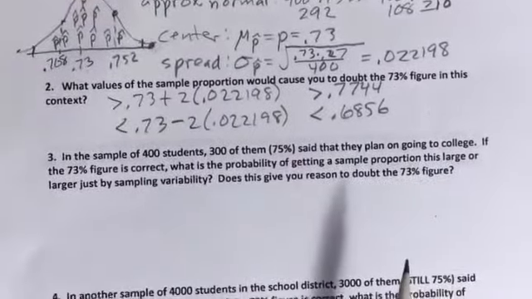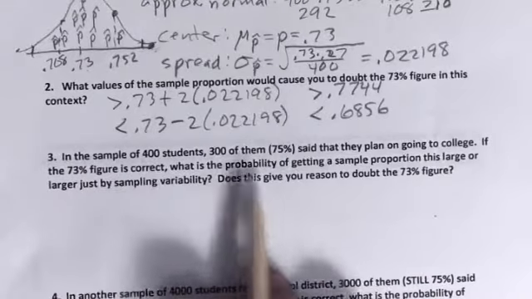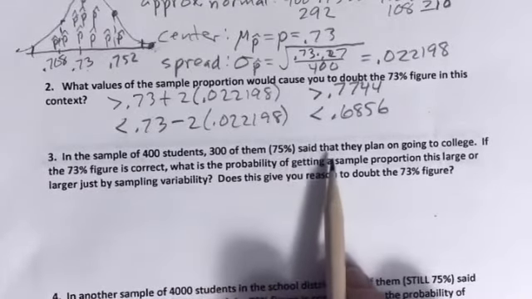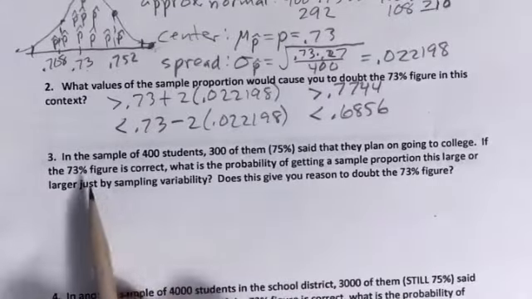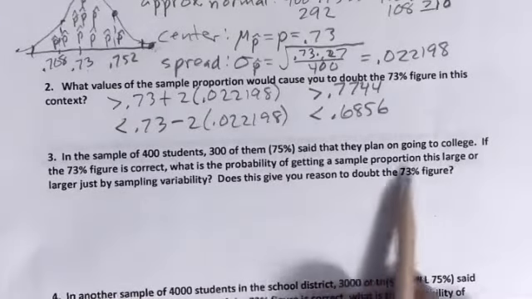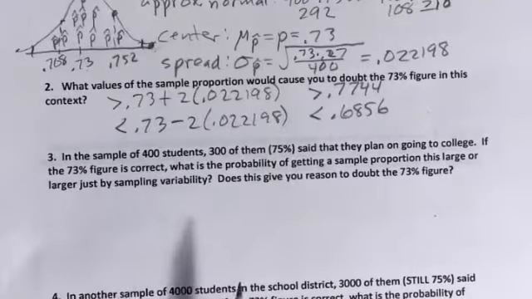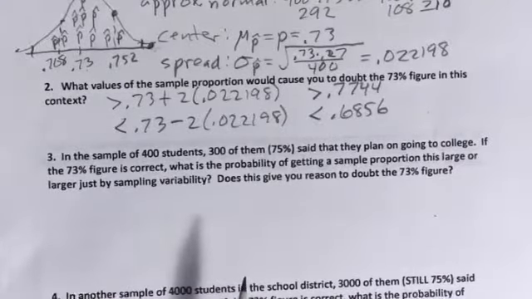All right, so let's look at this problem. This says in the sample of 400 students, 300 of them, 75%, say that they're going to college. If the 73% figure is correct, what is the probability of getting a sample proportion this large or larger just by sampling variability? And does this give us reason to doubt the 73% figure?